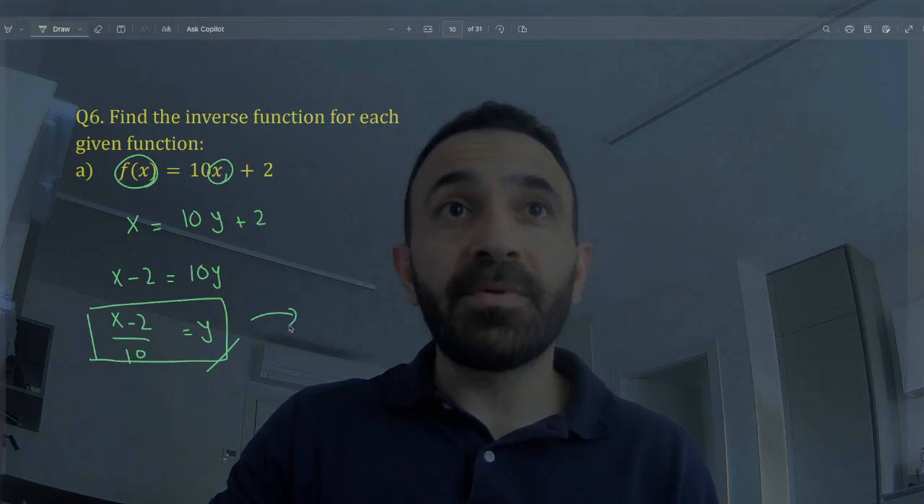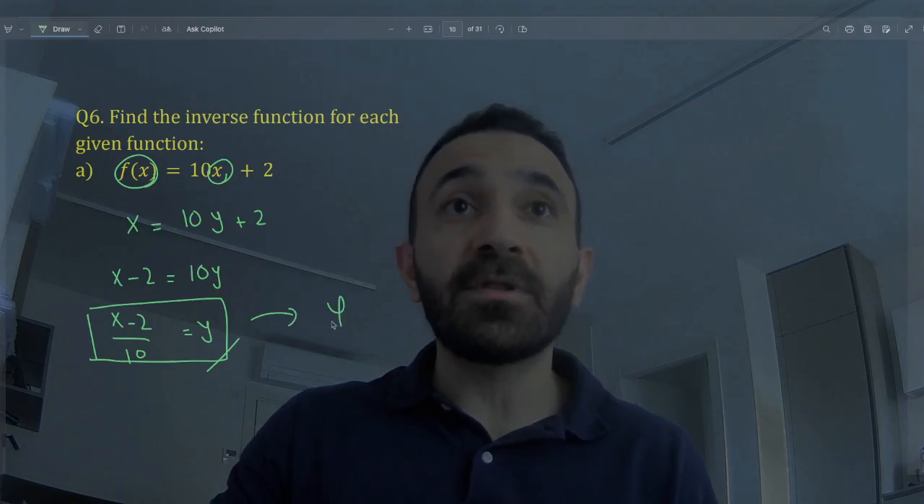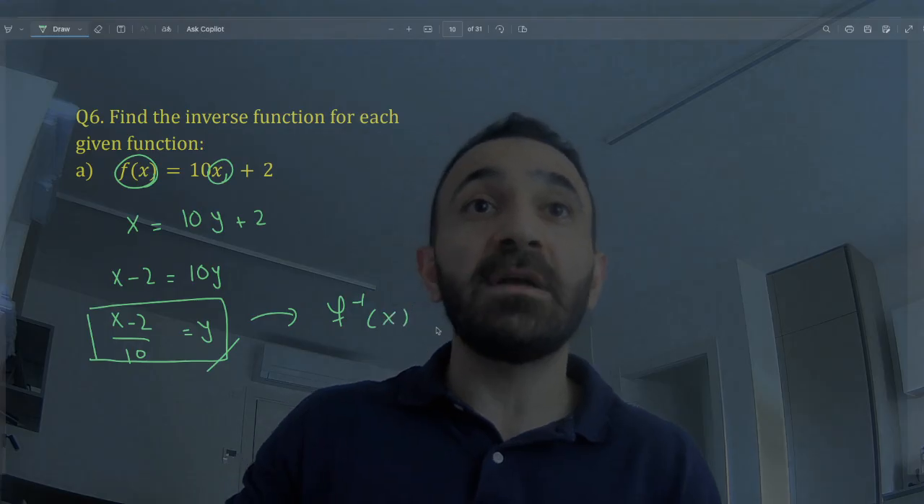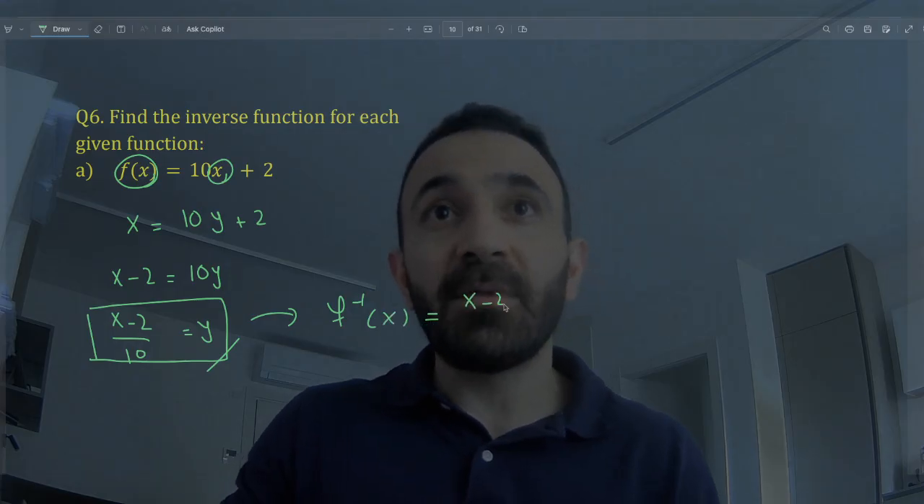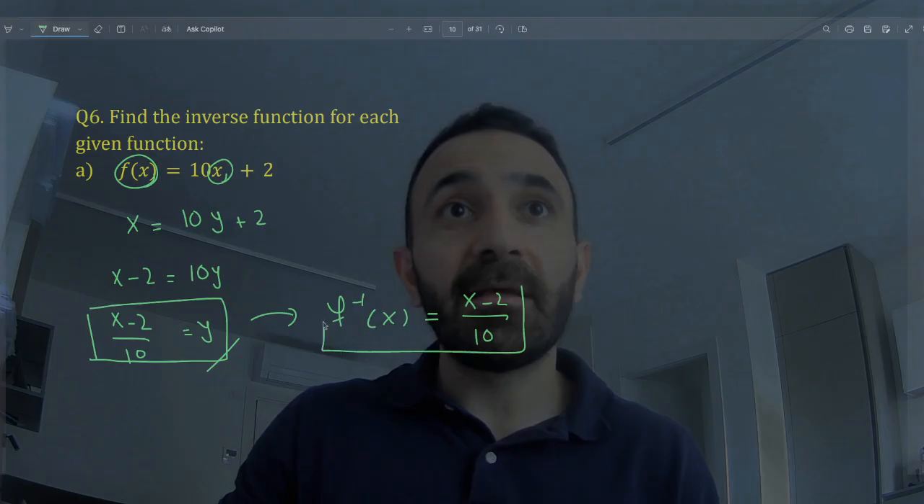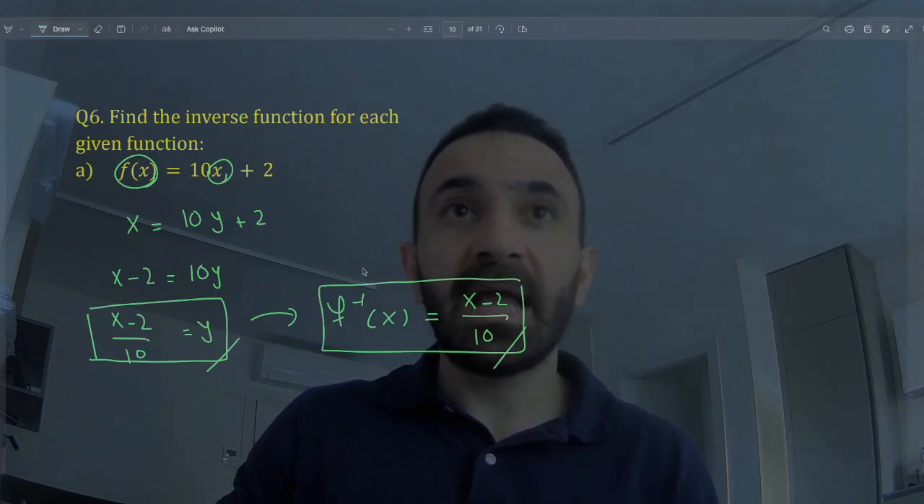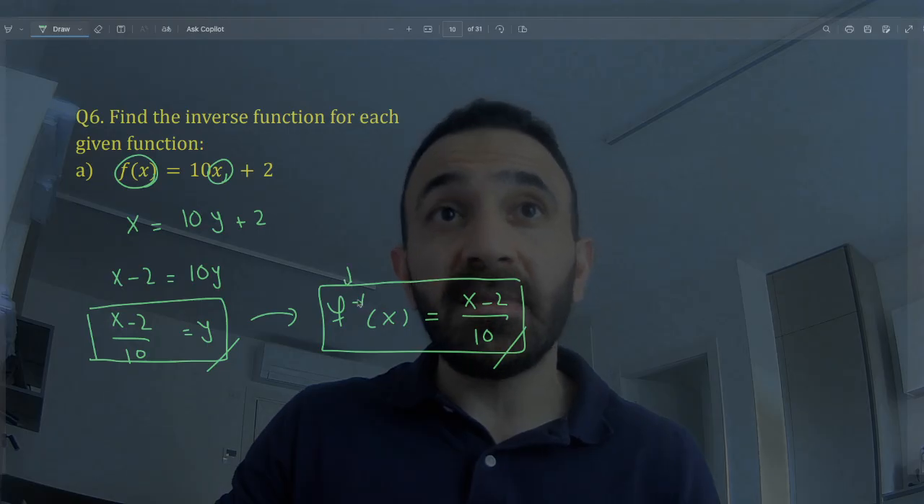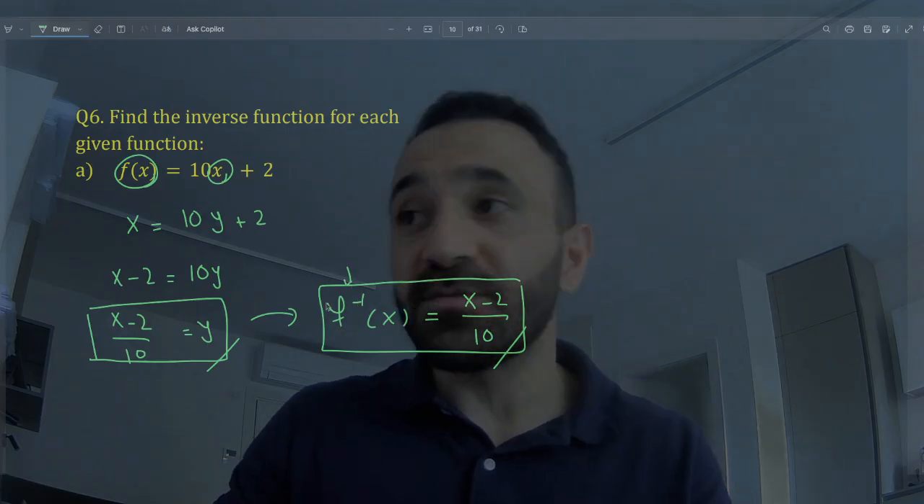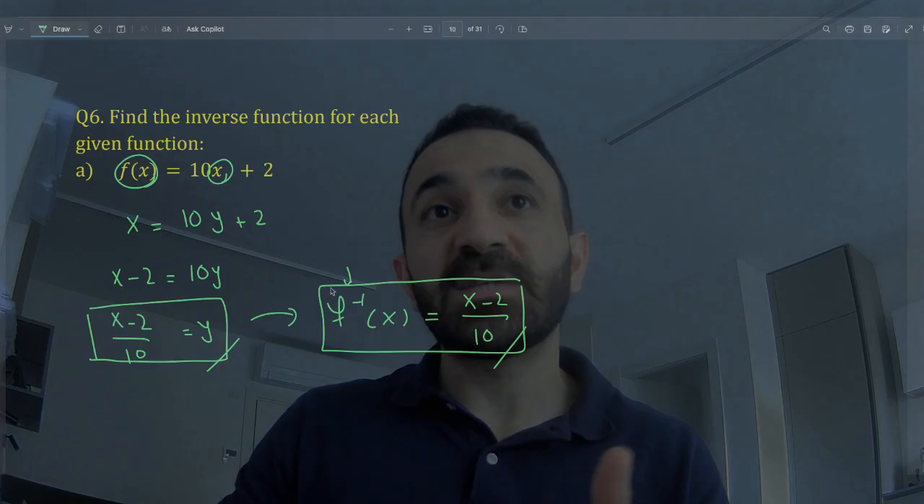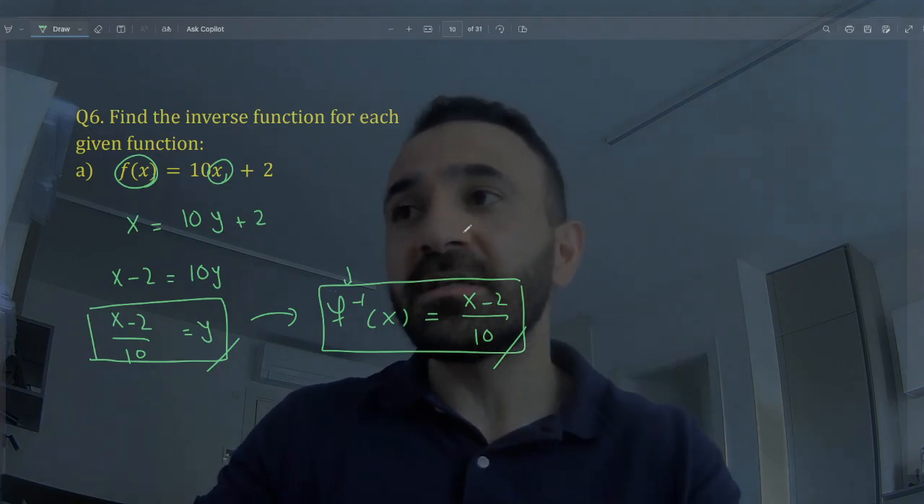If you want to be more precise, instead of y, you're going to put the notation for the inverse function, which is f minus 1 of x equals (x minus 2) divided by 10. Remember, this doesn't mean f to the power of minus 1. No, it's f minus 1. It's just a notation of the inverse function.